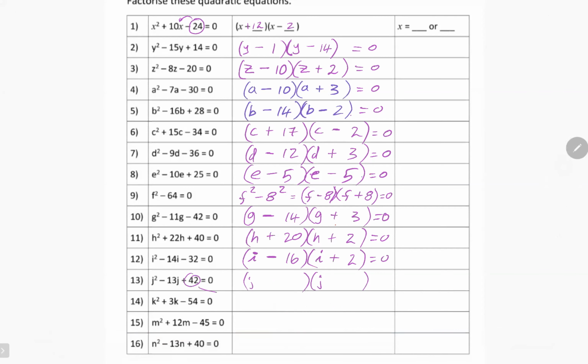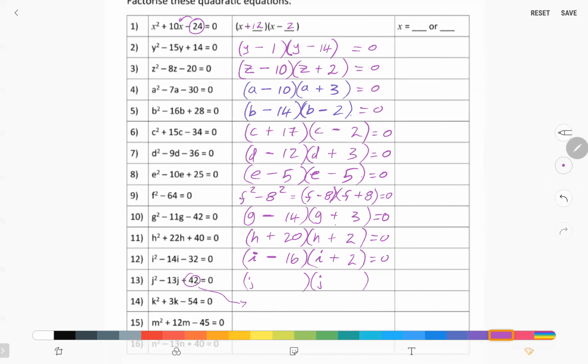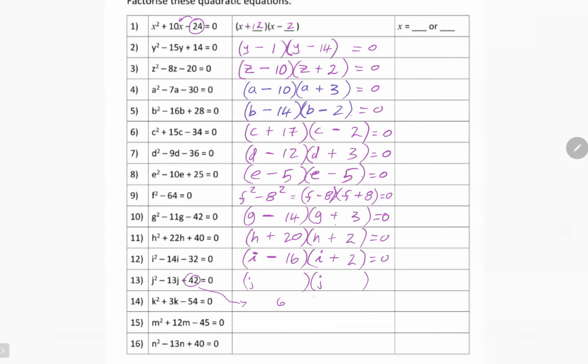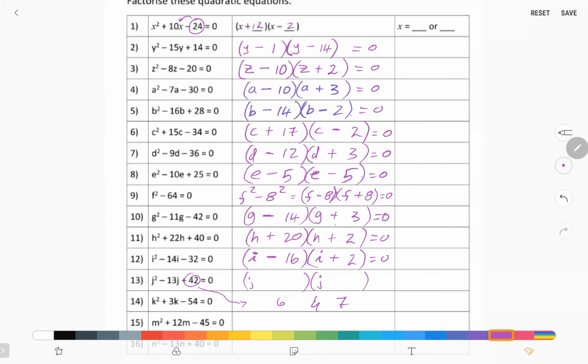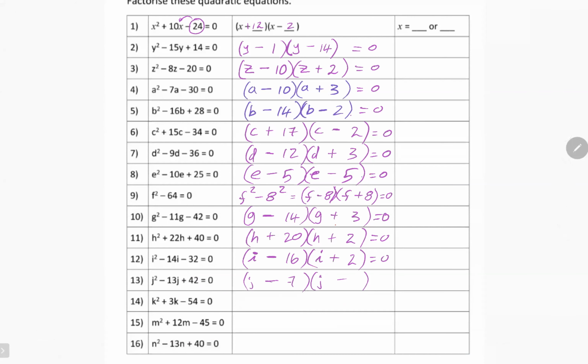Next, try to find the factors of 42. 42 divided by 4, no. 5, no. 42 divided by 6, right. So the next one is 6 and 7. Those are factors of 42, and they add to 13. The two signs are negative in the bracket. So 6 and 7, the signs are negative, equals 0.